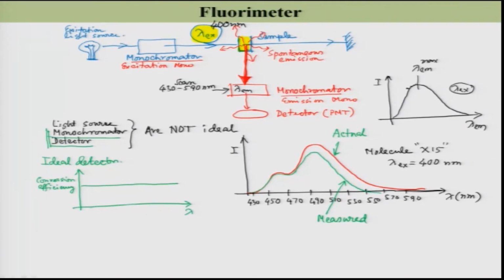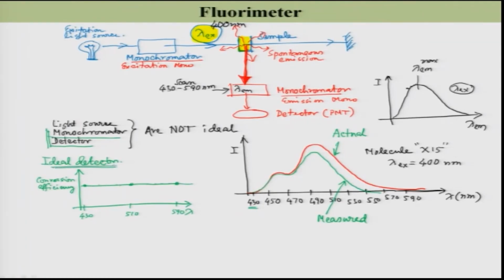So, here is my 430 as I have written over here, here is my 590, let us say, and here is my 510. So, the conversion efficiency for this light is this much, this light is this much, this light is this much, and it is really constant all over this wavelength. So, this is the ideal behavior of the detector.